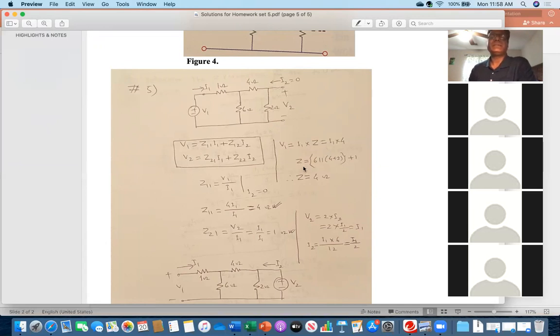So I am calculating Z. If you see the circuit, 4 and 2 are in series. Then this 6 is in parallel with the 6. And then that combination is in series with 1. So that's why I wrote 6 parallel 4 plus 2 plus 1. I am getting Z equal to 4 ohm.